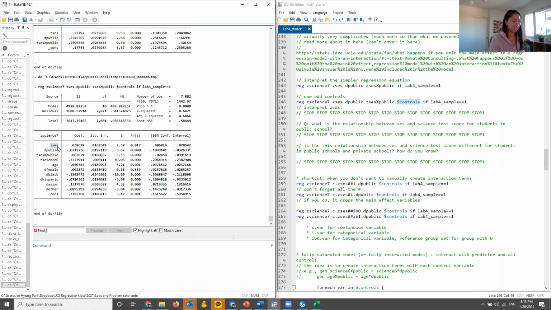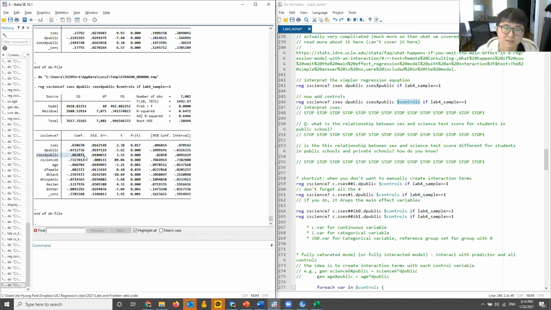So we know that this now describes the relationship between SES and science for somebody in private school. What is that relationship for somebody in public school? You would have to add the ZSES and ZSES public, these two numbers. Yeah, you would add these two numbers.